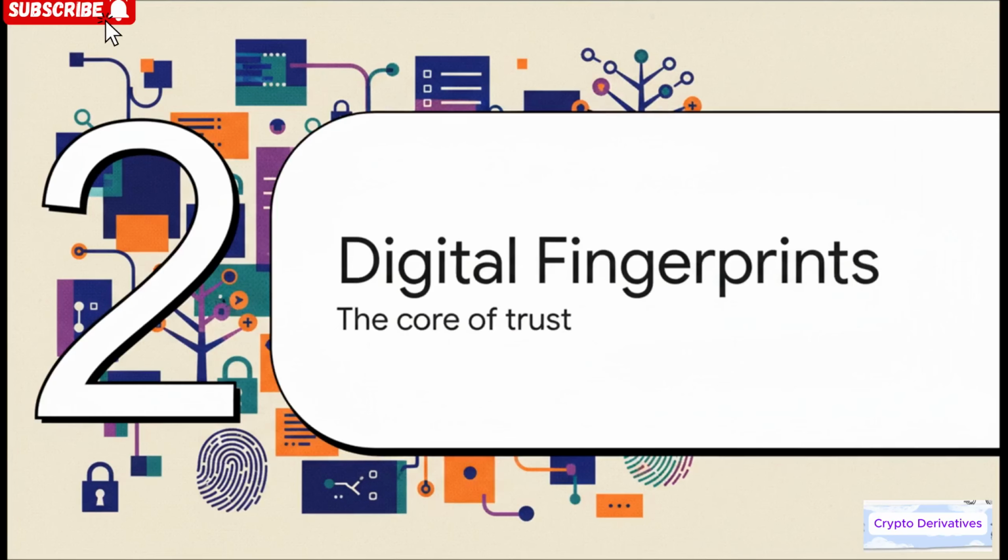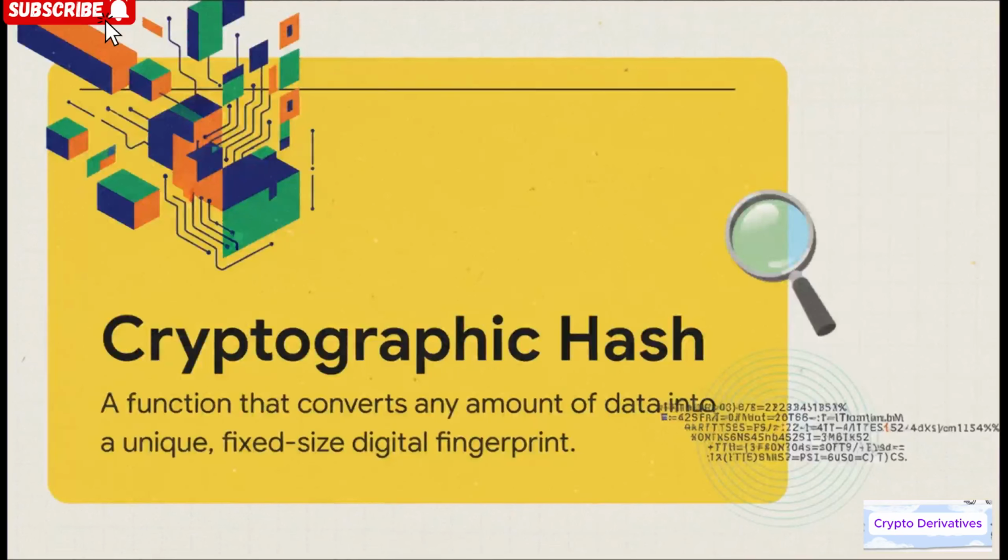The best way to think about it is like creating a unique, totally tamper-proof fingerprint for any piece of digital information. So a hash function, like the SHA-256 that Bitcoin uses, takes some data, say all the details of your transaction, and it spits out this short, fixed-size string of letters and numbers. That output, that's its unique digital fingerprint.